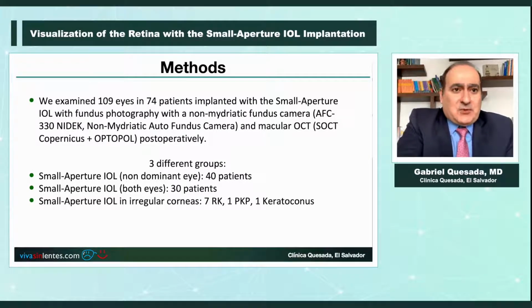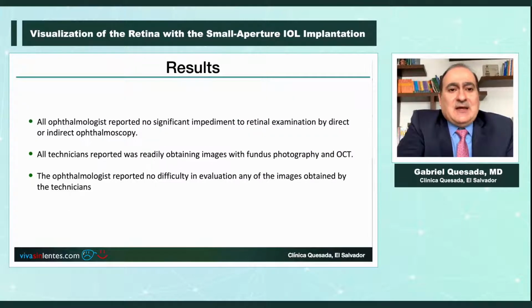We have 3 different groups. One that had the small aperture IOL on the non-dominant eye, 40 patients. The second group was 30 patients with bilateral small aperture IOL, and the third group were irregular corneas with the small aperture IOLs, 7 patients with radial keratotomy, 1 patient with a penetrating keratoplasty, and 1 patient with keratoconus.